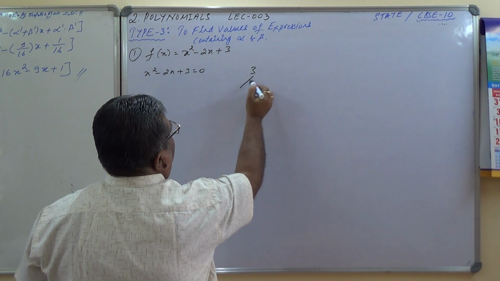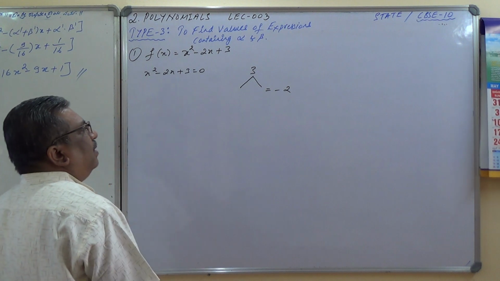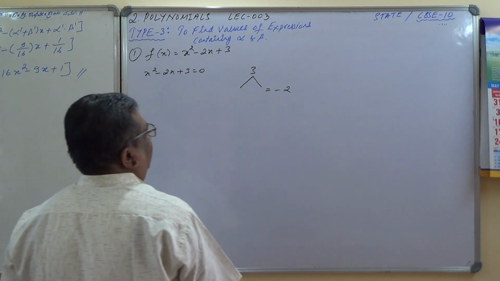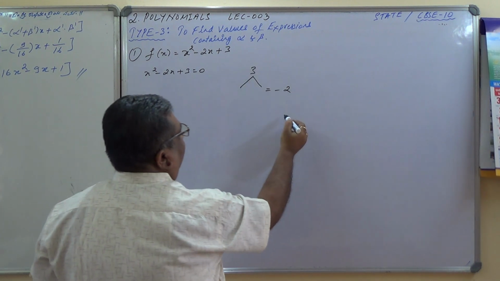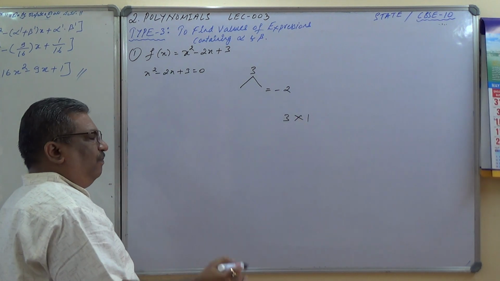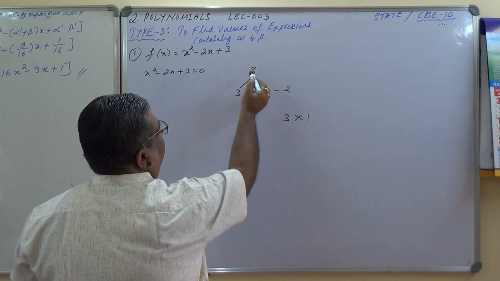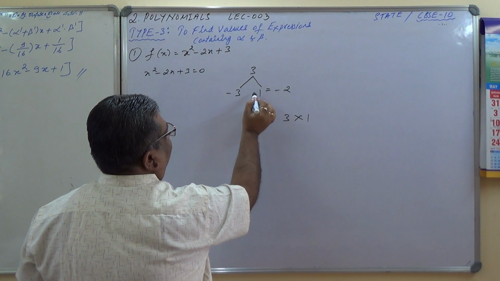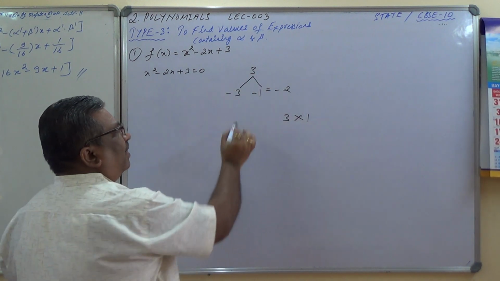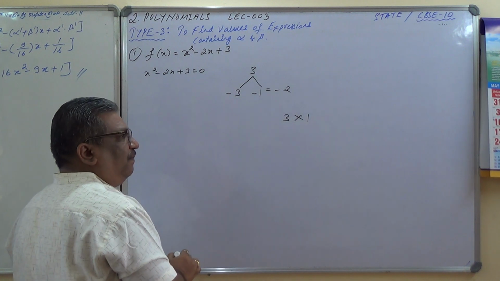I require, but I should split in such a way that I should get minus 2. Tell me how to split it. The factors of 3 are 3 and 1. Do you find any other factors? No. So with these 3 and 1, here I should get plus. If it is minus and minus, I'll get plus. But here, this is not minus 2. This is becoming minus 4 here.